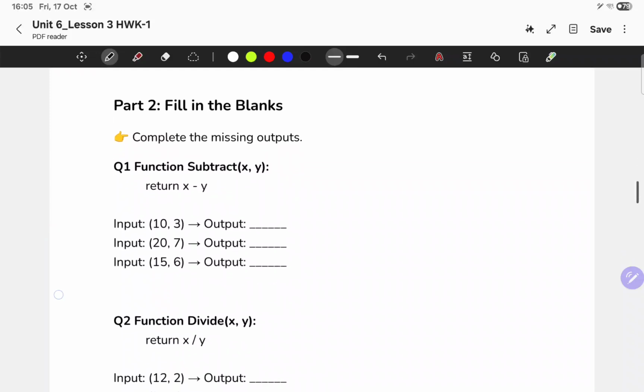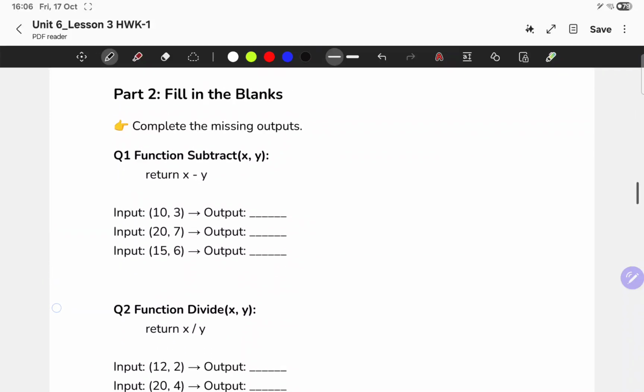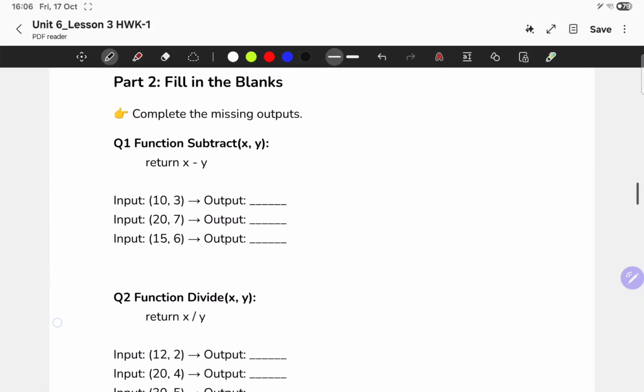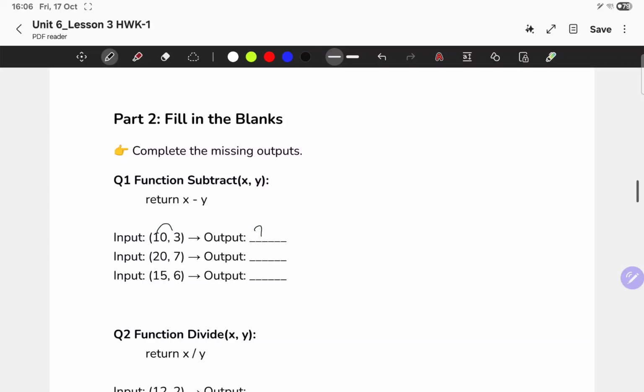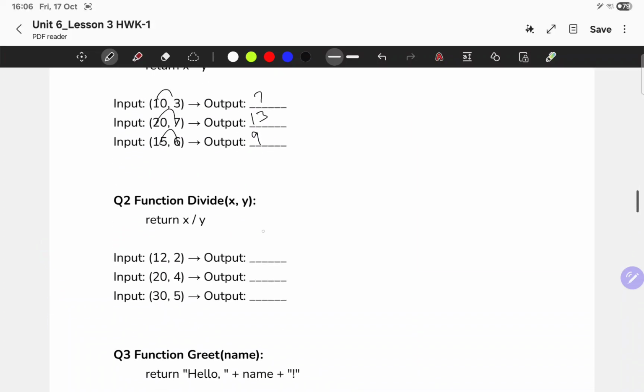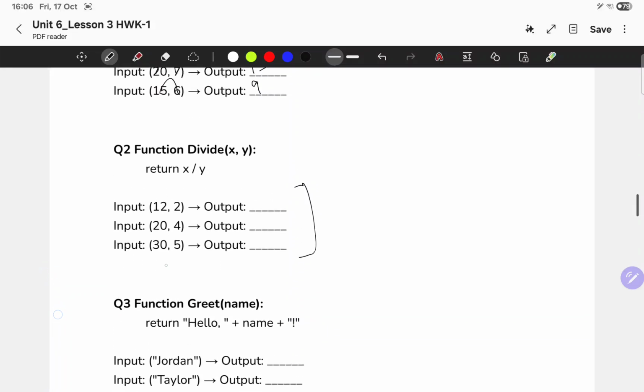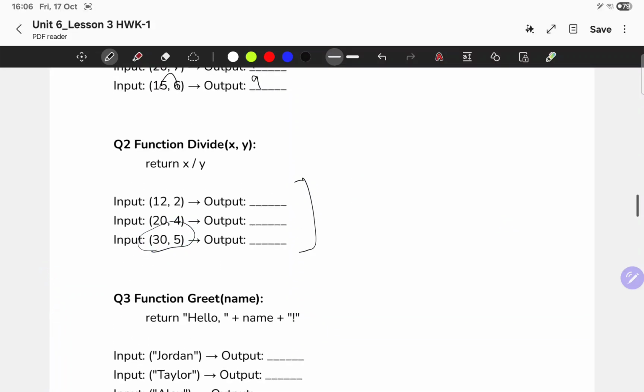So let's take a look at part 2. Now, part 2, you can see return x minus y. So x minus y, this is going to be 7, x minus y, this is going to be 13, 15 minus 6, this is going to be 9. Super easy. Same again, but this time I want you to do it by yourself. Pro tip, if you want to divide something by 5, just divide it by 10 and then double it. That's a really easy way to find the answer.